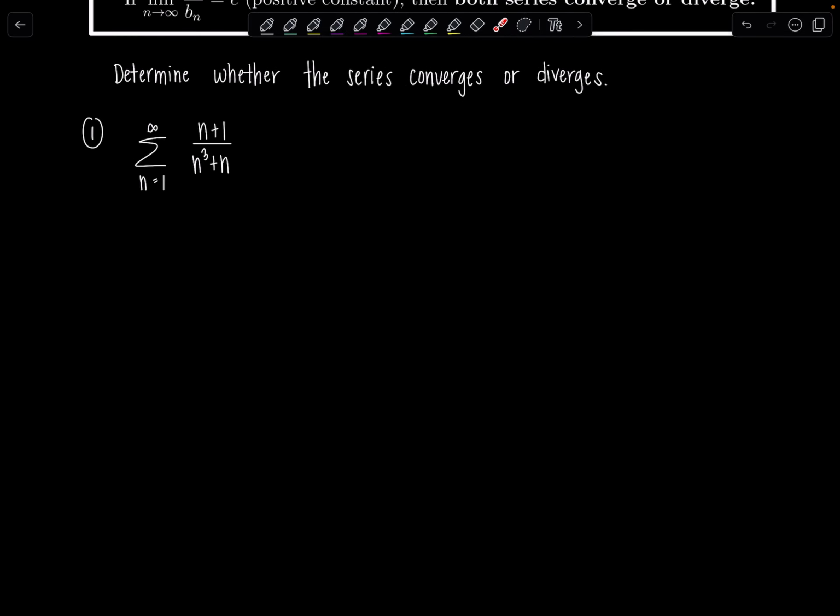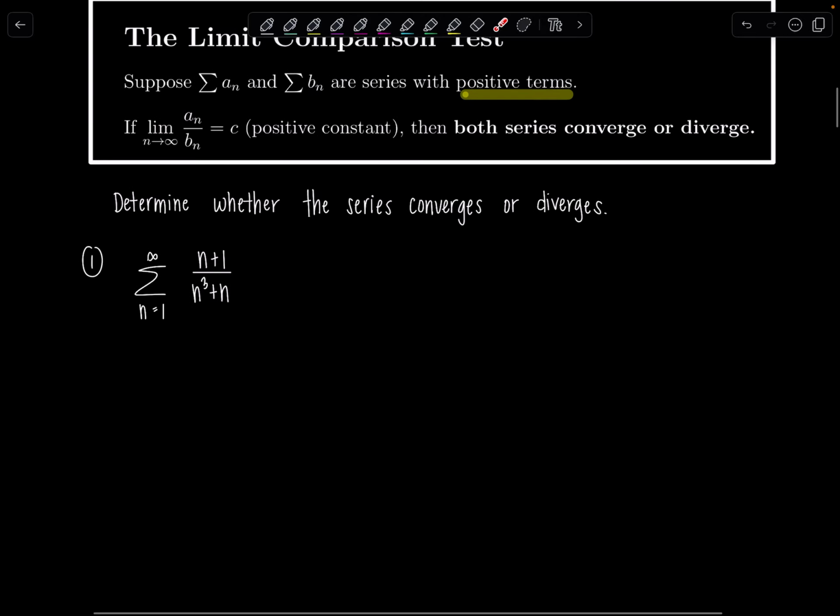So here we go. Determine whether the series converges or diverges. We have here the sum from n equals 1 to infinity of (n plus 1) over (n cubed plus n). So we can call this an. It doesn't really matter. All of these terms here, that can be my an. And your job is to figure out what's an appropriate choice of bn, okay?